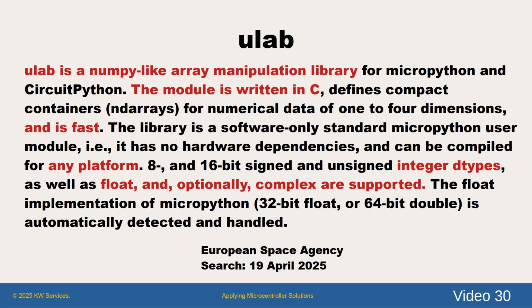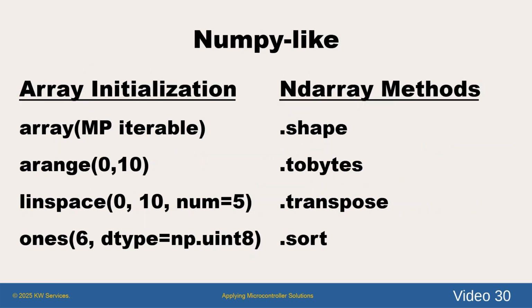ulab is a NumPy-like manipulation library. The module is written in C and is fast. It can be compiled for any platform, and integer, float, and complex numbers are supported. NumPy makes it easy to work with arrays of data. First thing you do is create a NumPy array, and it has many ways to do this. Fortunately for us, you can also create one with any MicroPython iterable. Then all of the features can manipulate the NumPy array.